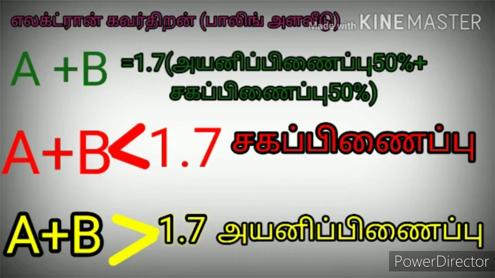Okay, how can we calculate the electron affinity? If there are two elements, they definitely form an ionic or covalent bond.